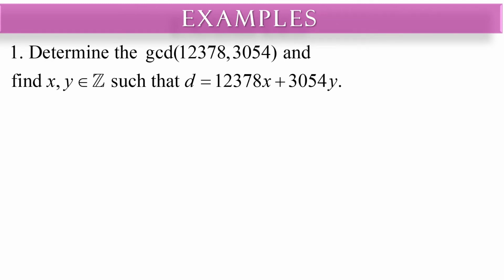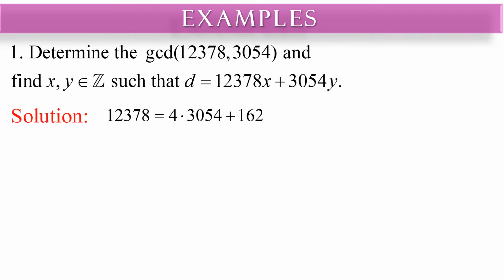Let us see how the Euclidean algorithm works in a concrete case in the first example. We're going to determine the greatest common divisor of 12,378 and 3,054 and find x and y, where x and y are elements of the integers, such that d is equal to 12,378x plus 3,054y.